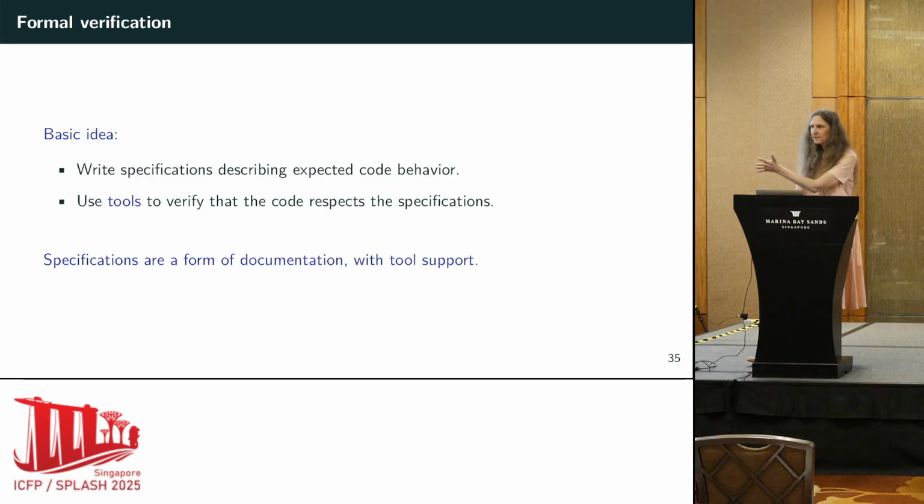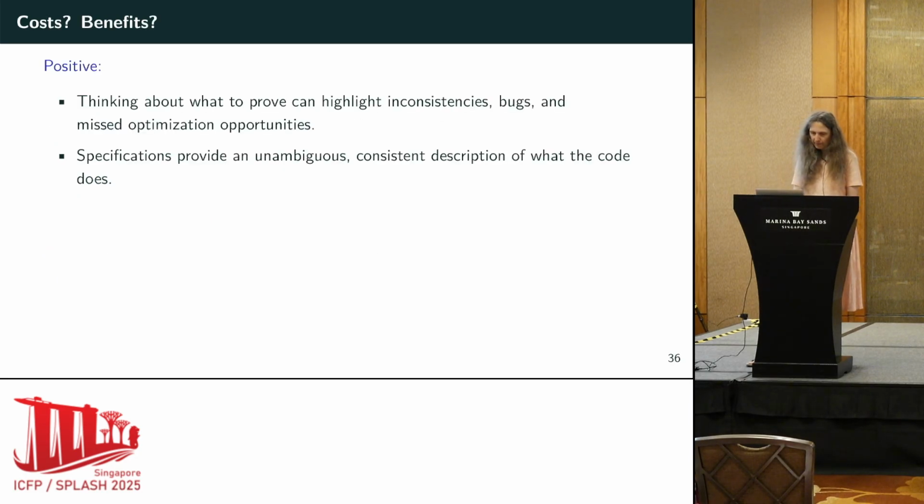Of course, the Linux kernel has lots of comments, but this is natural language. It's open to interpretation of the person who wrote it, the person who reads it. So specifications should somehow be a little bit less ambiguous, at least. On the positive side, thinking very hard about what this code does, all the code paths, all the ways it can be called, and so on, can highlight inconsistencies, bugs, and missed optimization opportunities. We've only been working on this a short time, and we have found all of these things basically in every example we've looked at.